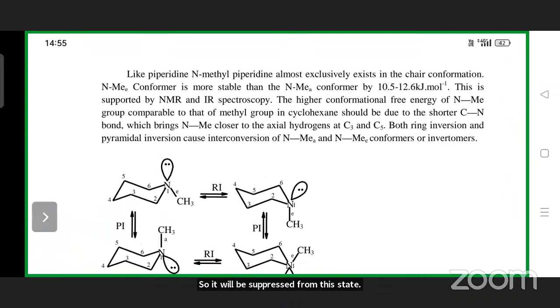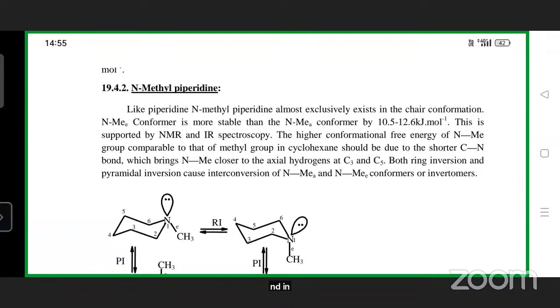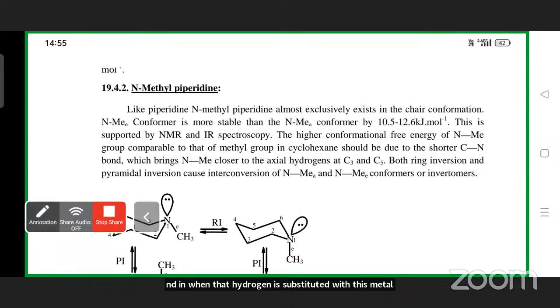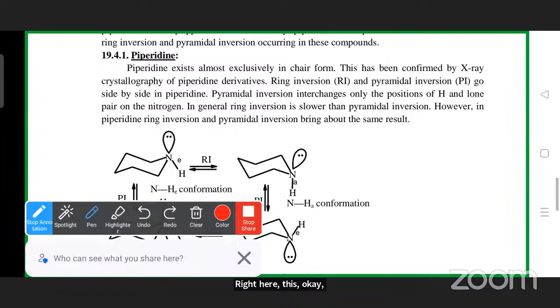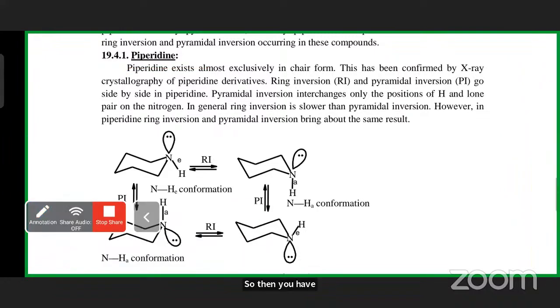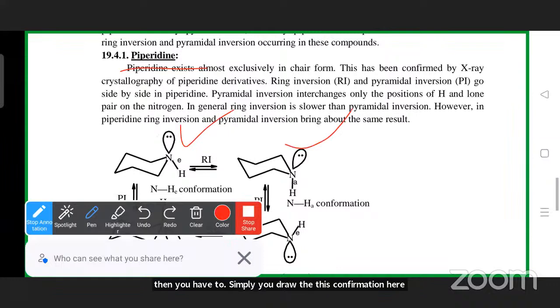And when the hydrogen is substituted with a methyl group, we get N-methyl piperidine. So the conformation is important here. In the examination, they will ask you to draw the conformation of piperidine, or draw the conformation of N-methyl piperidine. Then you simply draw the conformations, predict the stable conformation, and give the explanation. In that case, you have to draw these conformations and give the stable conformer.